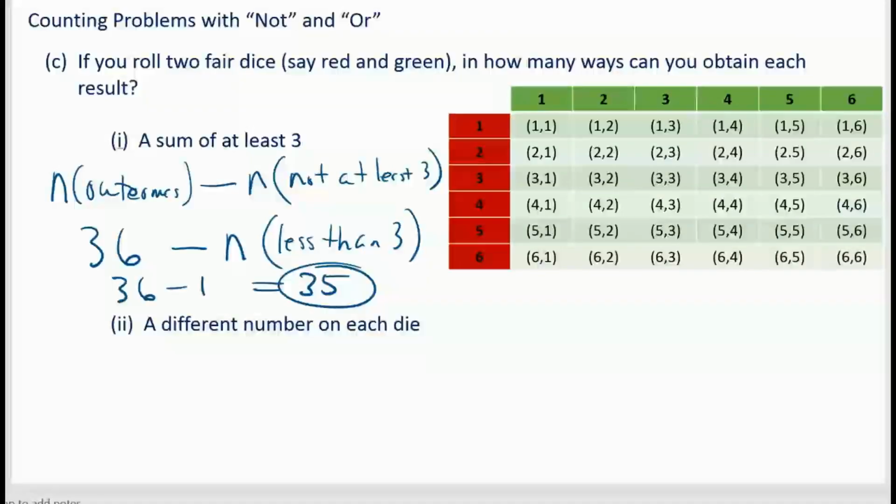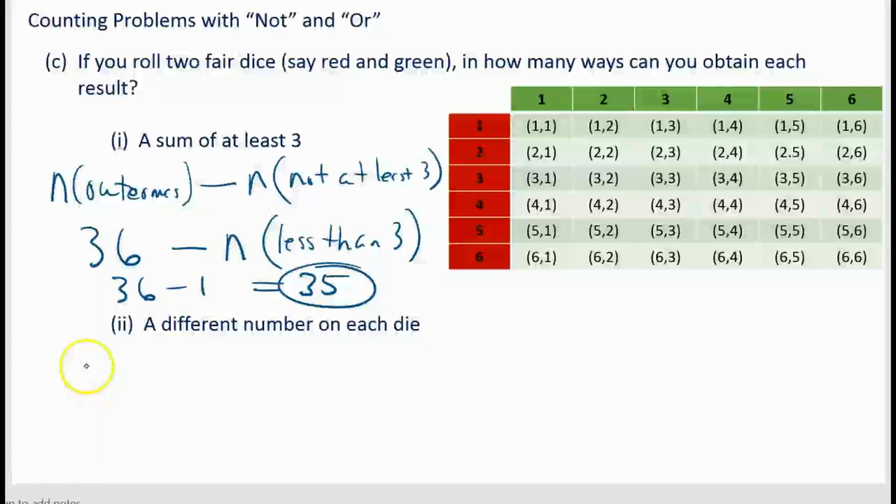Now you could go through all of these, of course, and count which outcomes have a different number on each die. So the 1, 1 is not a different number, right? 1, 2, those are different numbers. 2, 1, those are different numbers. Right over here, 2, 6, those are different numbers. You see what I mean? That's what they mean. How many of them have a different number? Feel free to count them. But it might be easier to use this complement thing again, right?